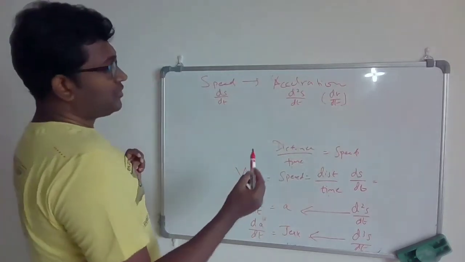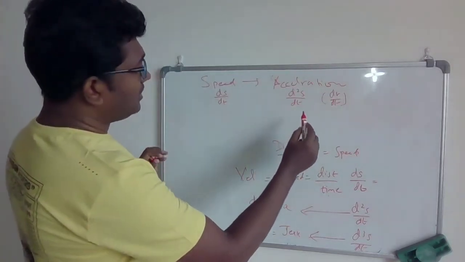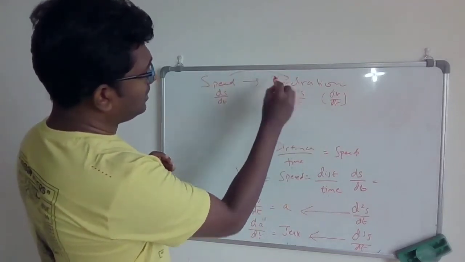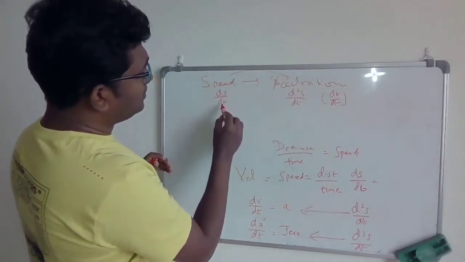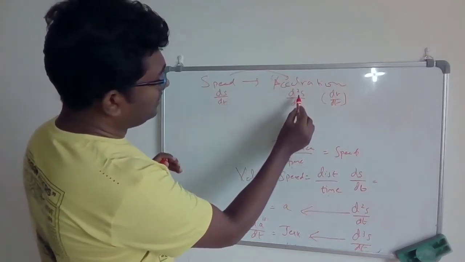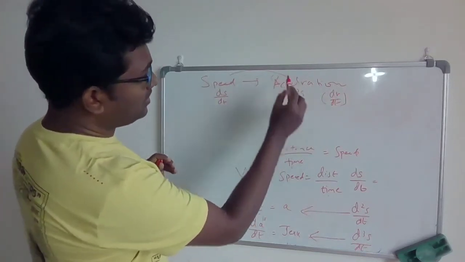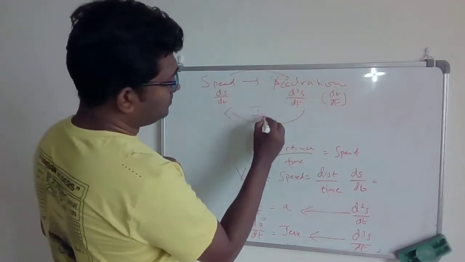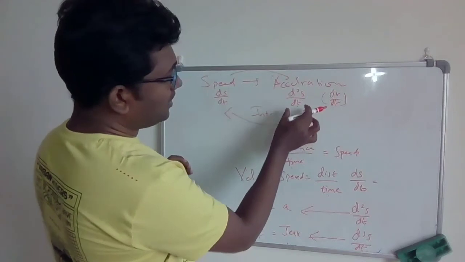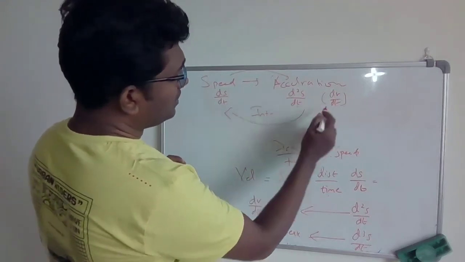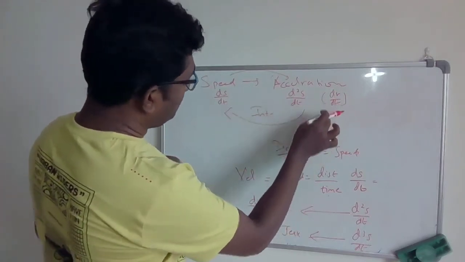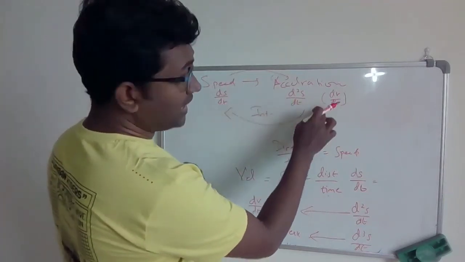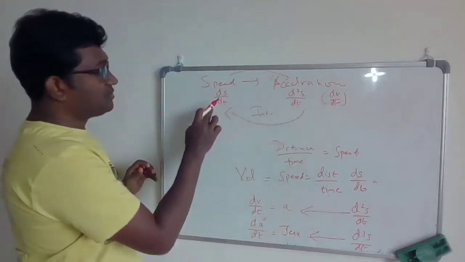Now, if you try to differentiate speed with respect to time, you will get the acceleration, and that is called differentiation. If you go from this direction to here, it is called integration. Which means that if you are able to sum all the changes with respect to time, if you are able to get the integration of all the acceleration with respect to time, you get the speed.